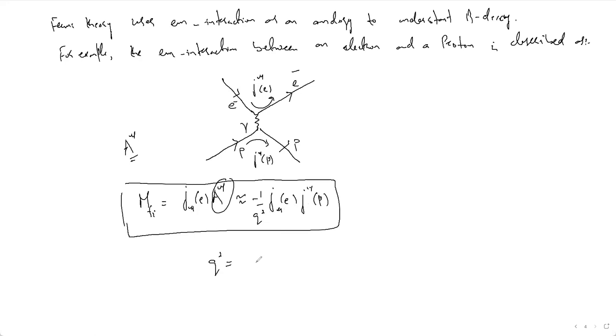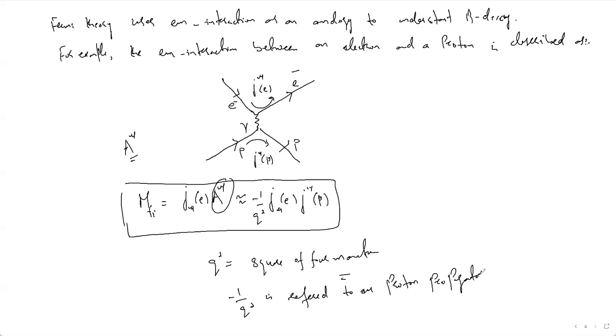Now you know what Q square is. This is the square of the four momentum, the four momentum square. And what is minus 1 by Q square then? Minus 1 by Q square is essentially referred to as the proton propagator. It will just generate this proton current. That means this particular interaction is viewed as a current-current interaction.